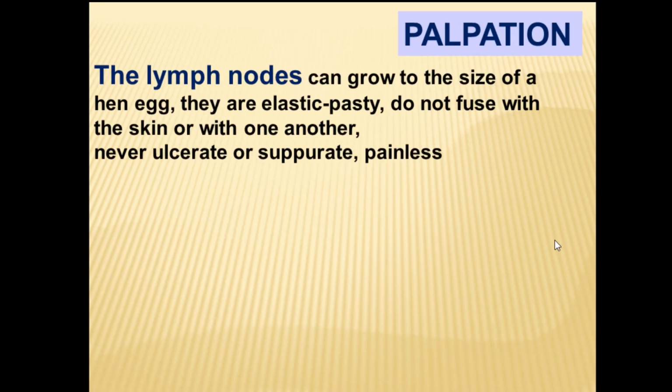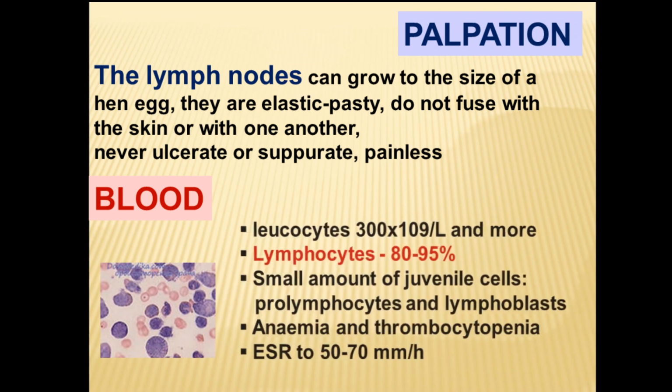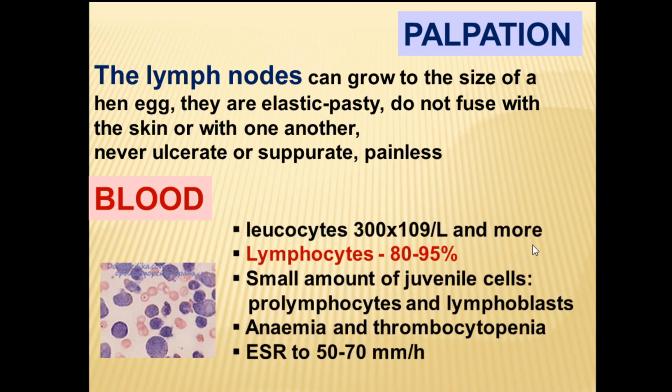On palpation, pay attention to the specific characteristics of lymph nodes. I want you to remember that in lympholeukemia, lymph nodes never fuse with one another, never ulcerate, and are painless. Blood analysis reveals leukocytosis with lymphocytosis, which is 80-95% in peripheral blood, and a small amount of juvenile cells because it is chronic leukemia, and secondary anemia and thrombocytopenia and increased ESR.